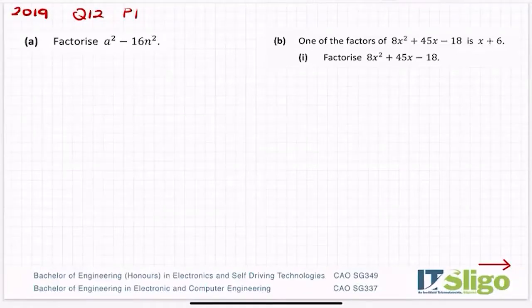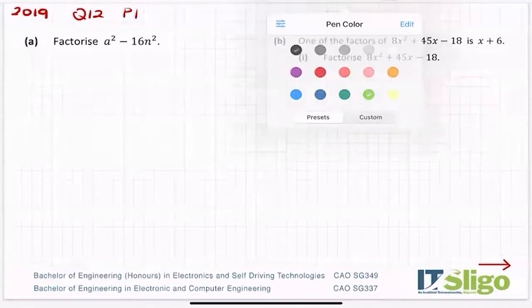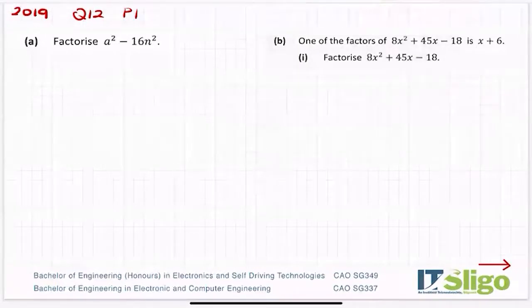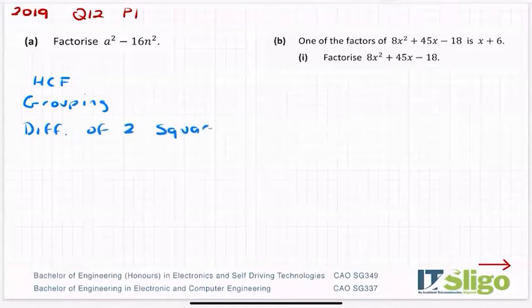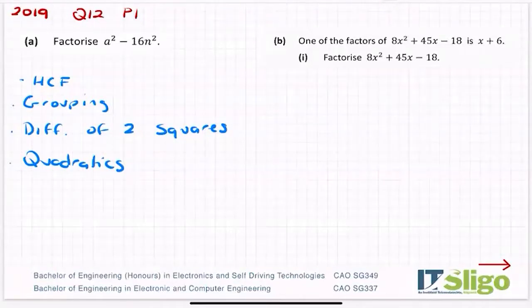So there's 4 types of factorization on your course. There is taking out the highest common factor. There is grouping. There is the difference of 2 squares. And there is quadratics. Okay, and you have to know all 4, and you have to know them off the top of your head. Okay, you have to know what I mean by all of them.